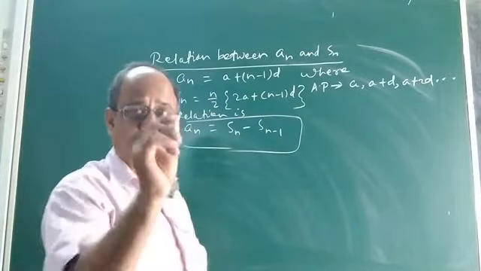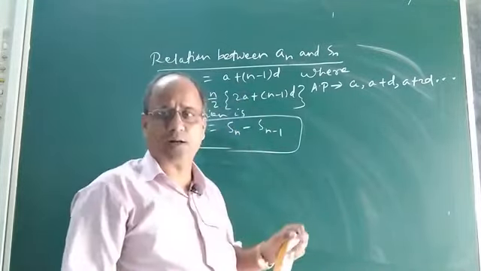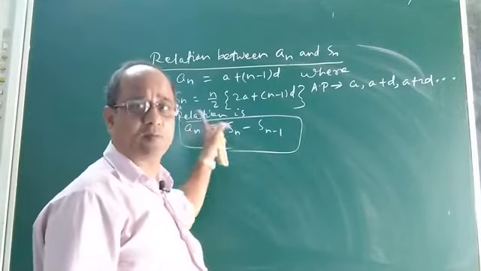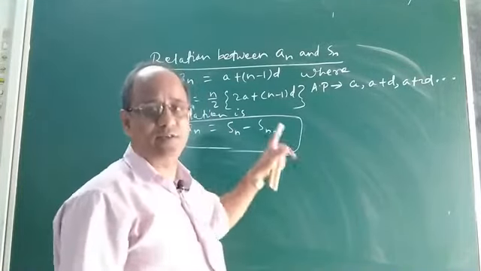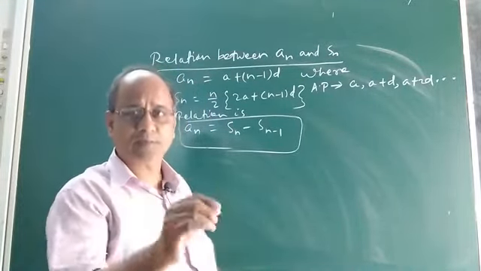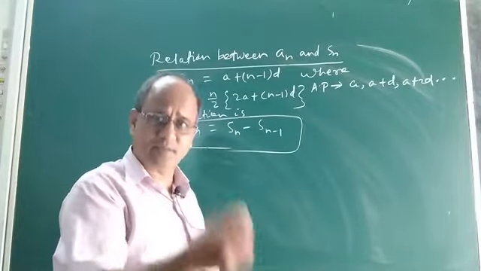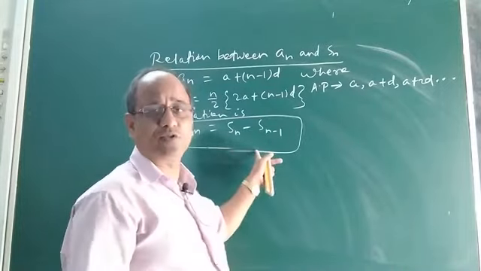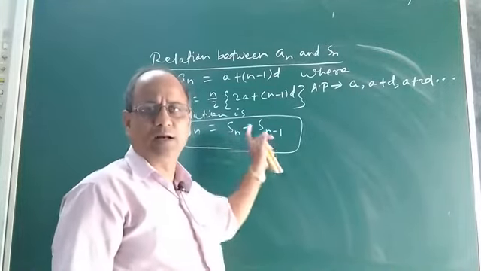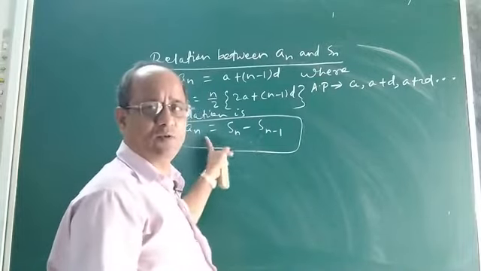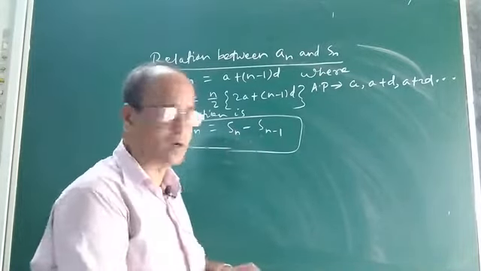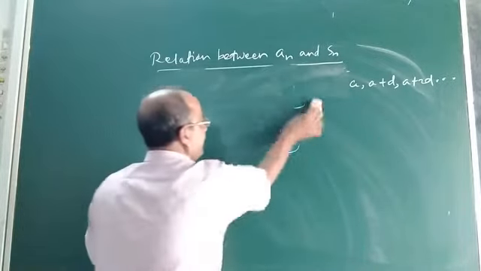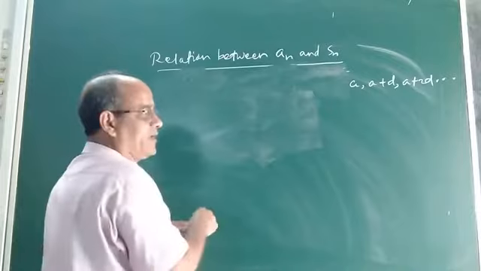It is another formula. One formula is a plus n minus 1 into d. This is another formula to find the general term or nth term of the AP when Sn is given. If the sum of first n terms of the AP is given, how to find the general term or the nth term of the AP? You can use this formula. Now let us prove this formula. Let us prove that an will be equal to Sn minus Sn minus 1. Let us see how to prove it.